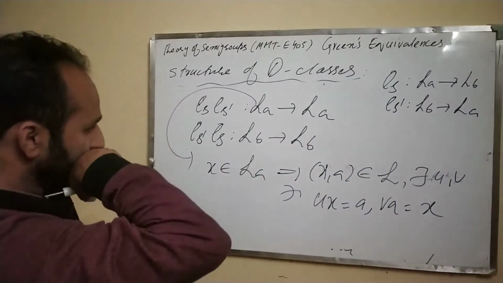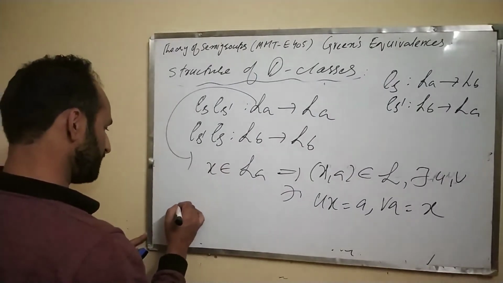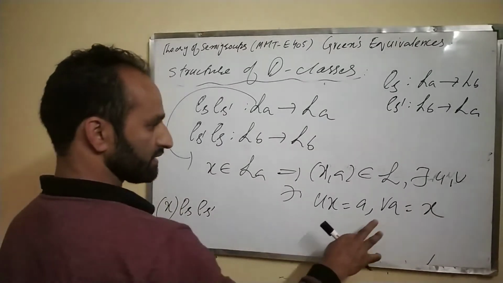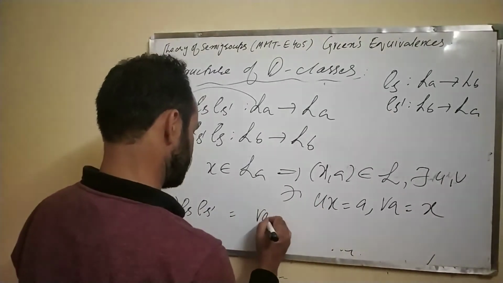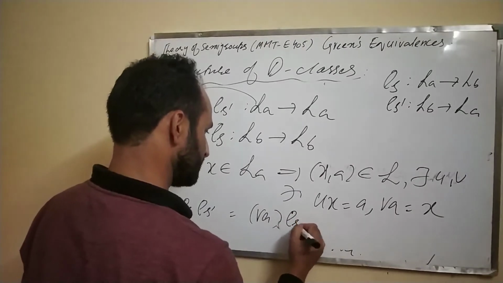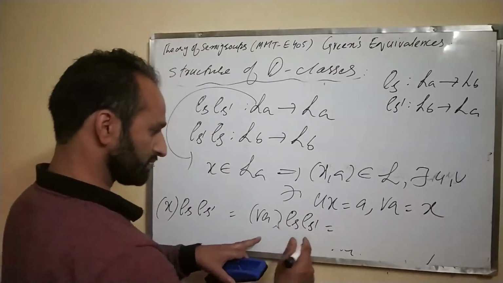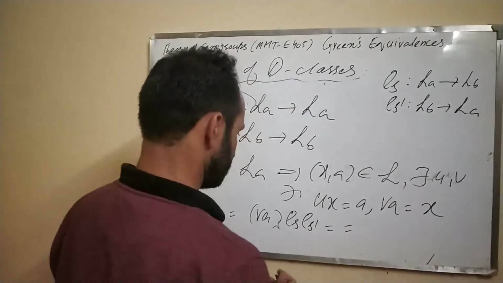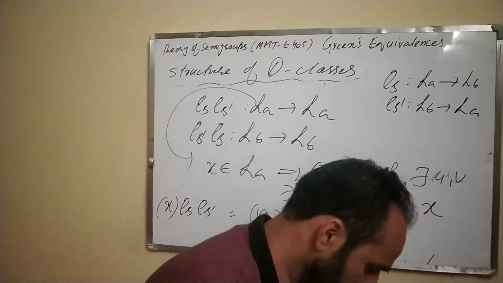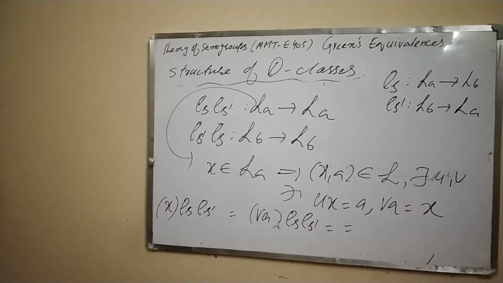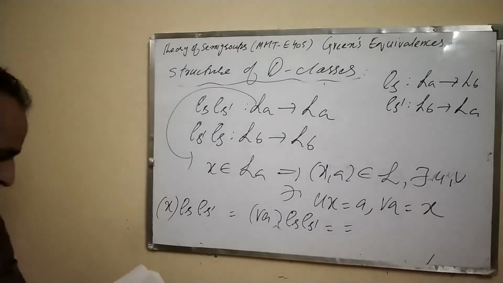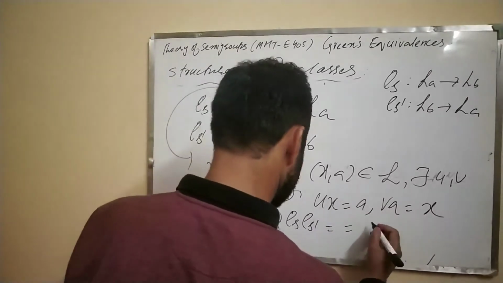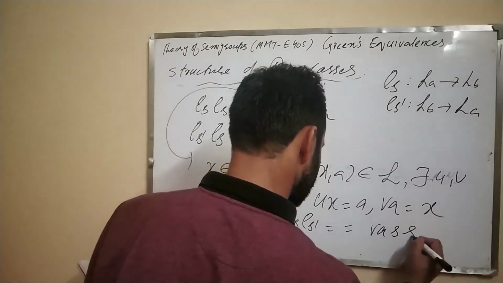Okay, so let's try to find the image rho s dash of x. What's x? x is equal to va. It's va of rho s dash. Let's first apply rho s. What's rho s of this? It's equal to rho s of va, which is equal to va s.